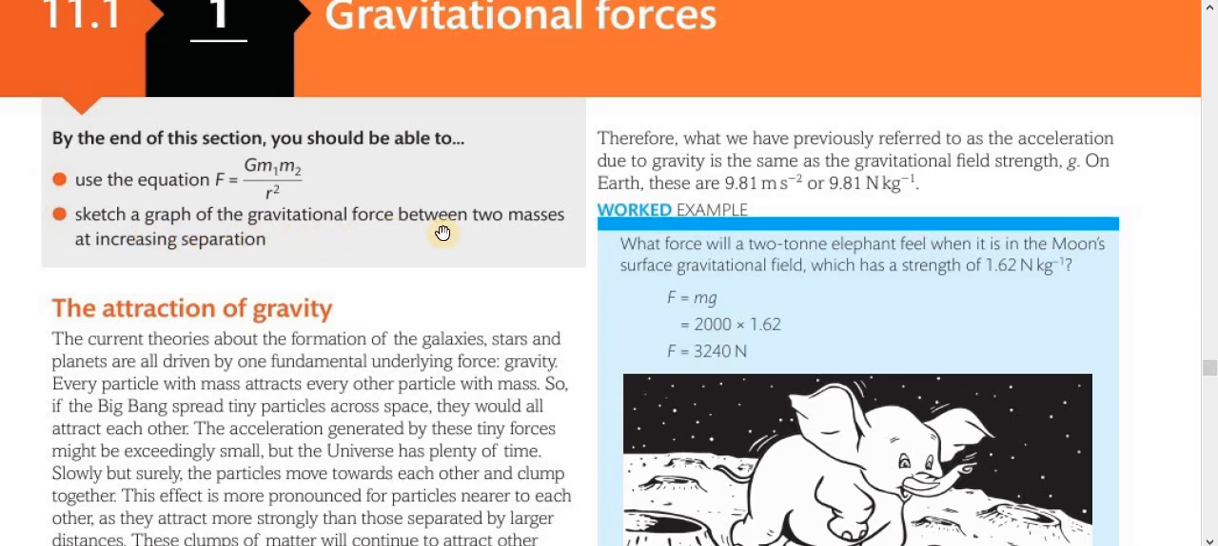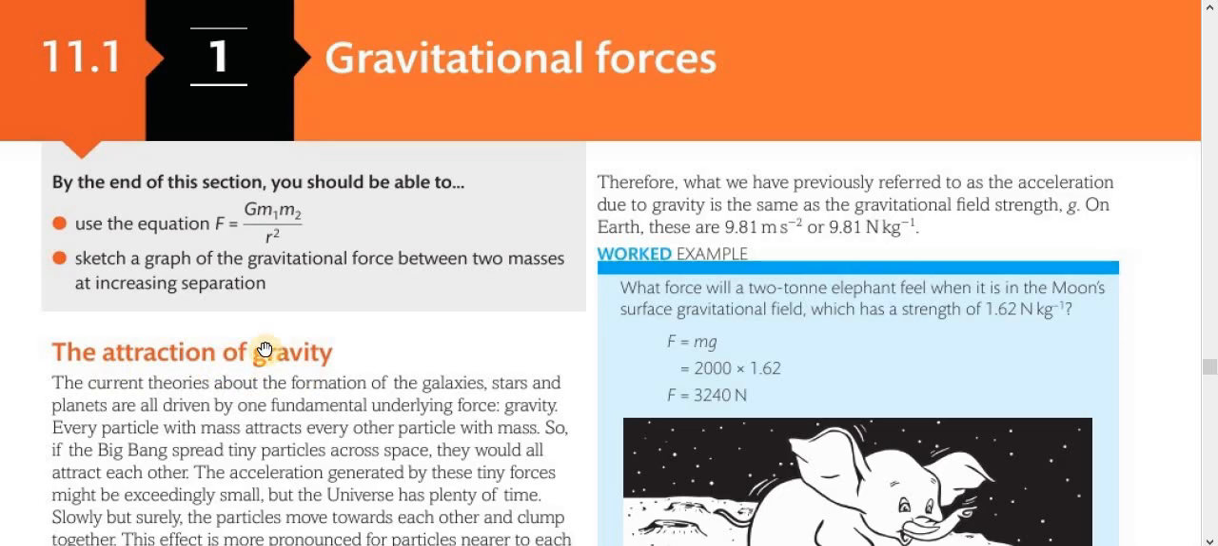Then sketch a graph of gravitational force between two masses at increasing separation. Now if you look at this equation, when G, m1 and m2 are constant, and if r increases, F decreases. But if r doubles, F will decrease by a factor of 4. For example, if you substitute 2 here, it will become 2 squared, 4. If you double the denominator, then the fraction will decrease by a factor of 4, because it's this thing squared.